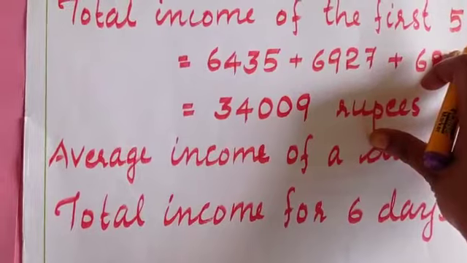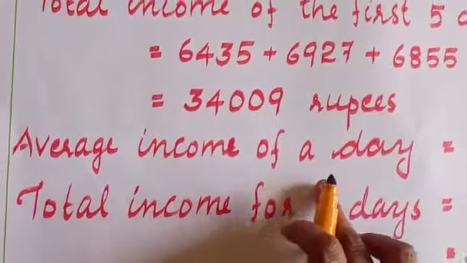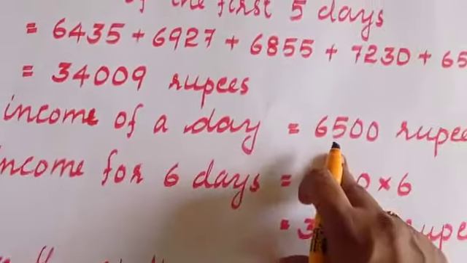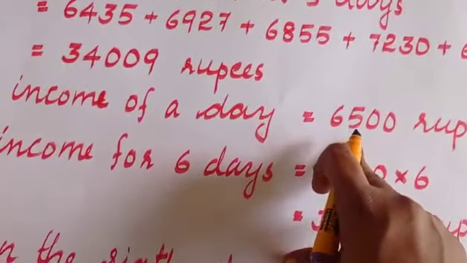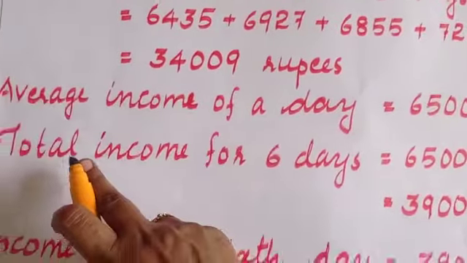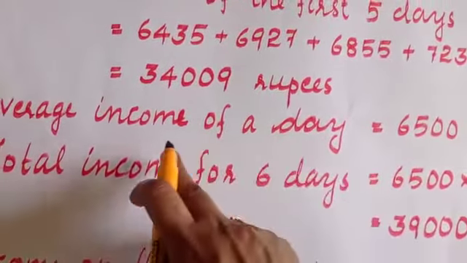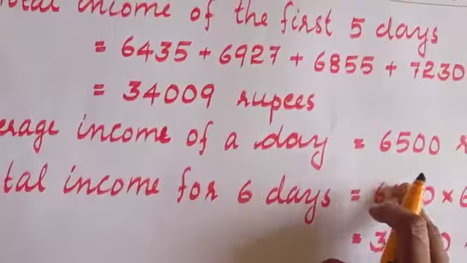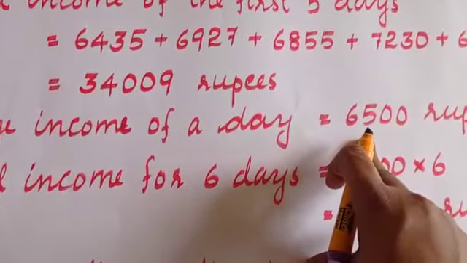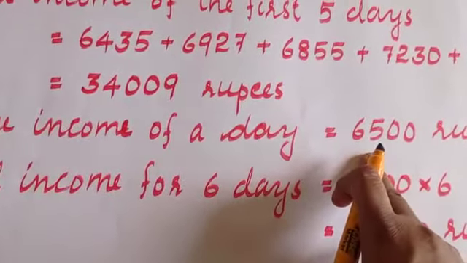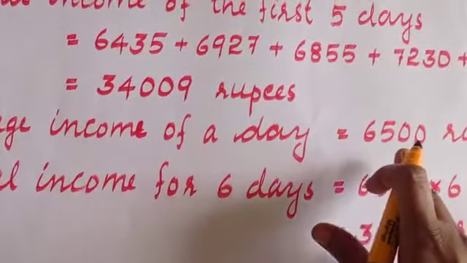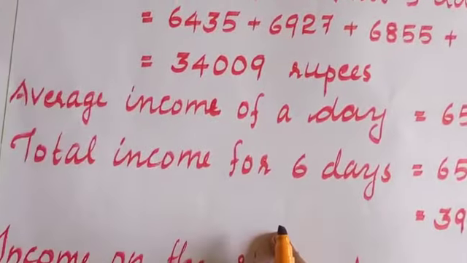Again, the average income is given. Average income of a day is 6,500 rupees. This average is for the first 6 days. Since the average income is 6,500 rupees per day for the first 6 days, the total income can be calculated.